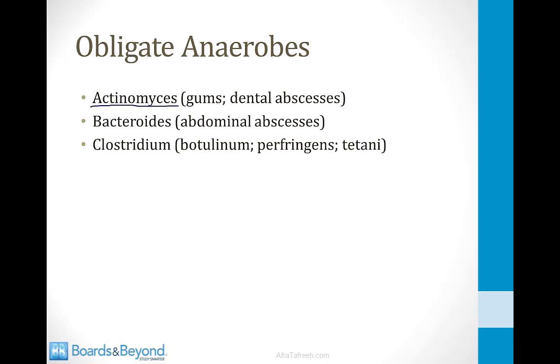The first one is Actinomyces. This is found in the gums and it's often a cause of dental abscesses. The second one is Bacteroides. This is found in the GI tract and it often causes abdominal abscesses. So patients who have appendicitis may have an abscess in their appendix, and this bug is often found.